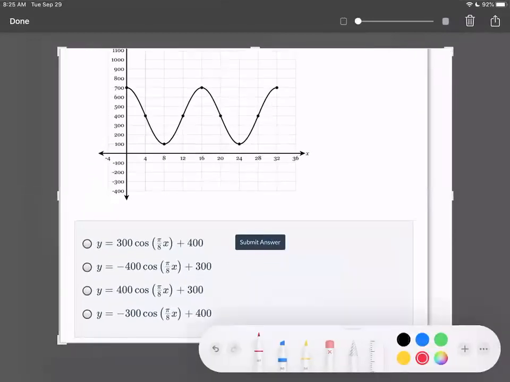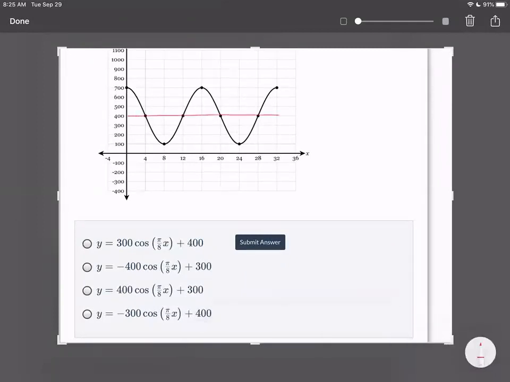Let's first find our midline. Our midline I can see is right here. They even gave us dots, how nice. So this is at 400, so not those two.